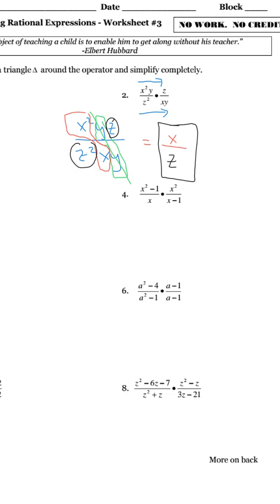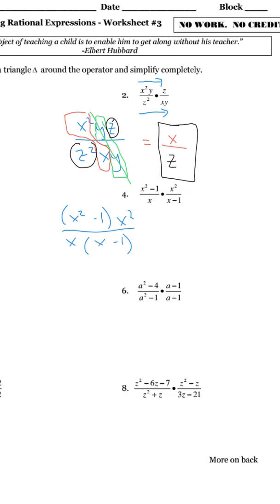Number 4 has x squared minus 1 over x times x squared over x minus 1. Let's go ahead and multiply straight across. We have x squared minus 1. I'm going to put that in parentheses to show that it's multiplying with the other x squared. And then x is going to multiply with x minus 1, which I will also put in parentheses.